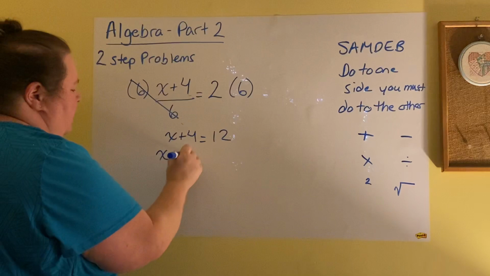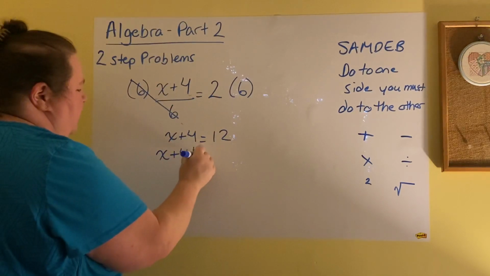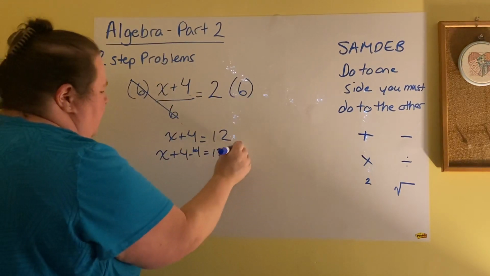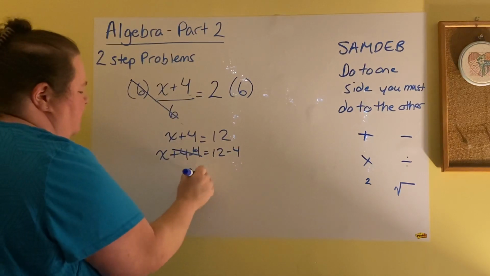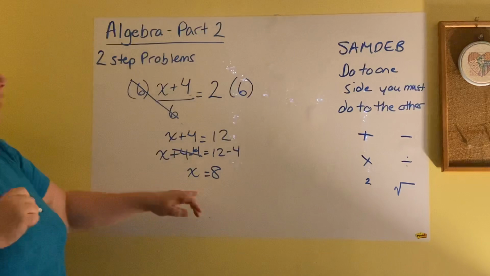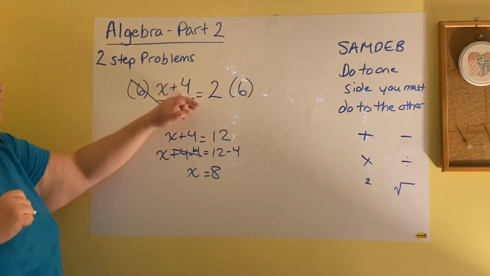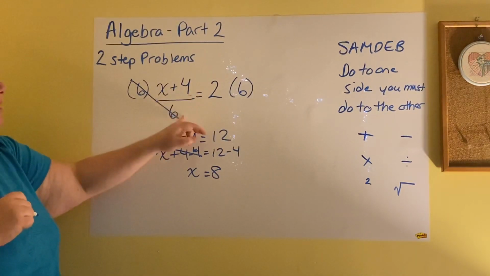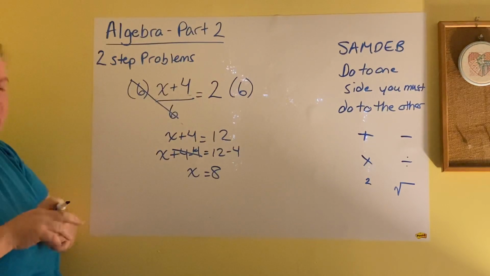Then I'm going to subtract 4, and boom, they cancel, and I'm left with 8. So if I go back, 8 plus 4 is 12. 12 divided by 6 gives me my 2.